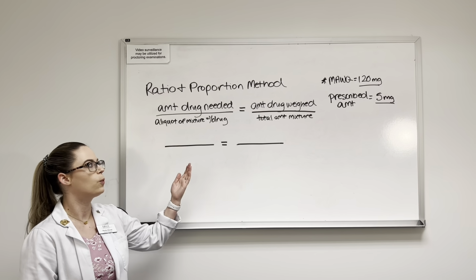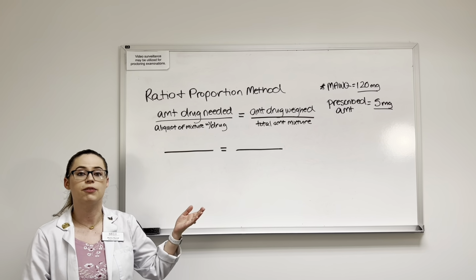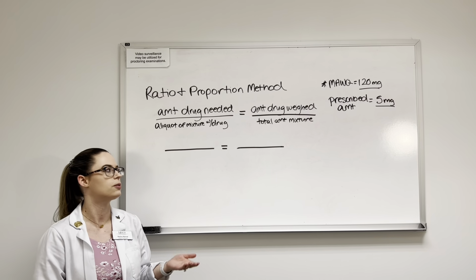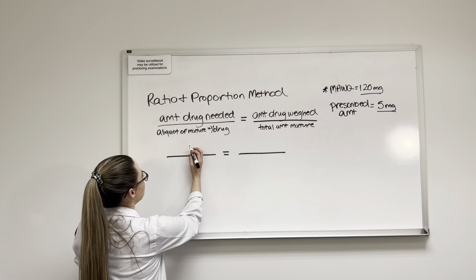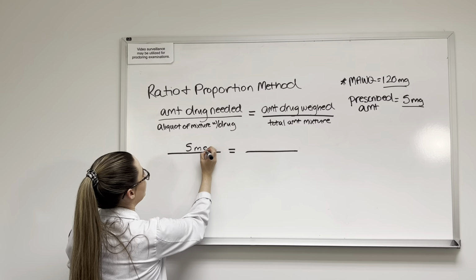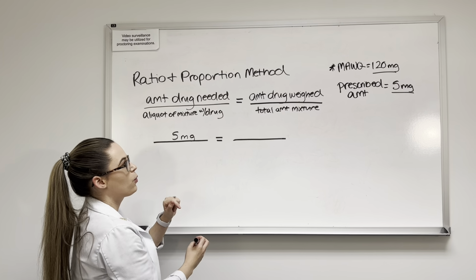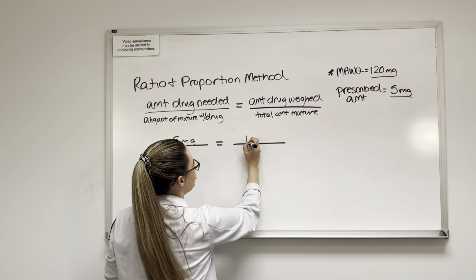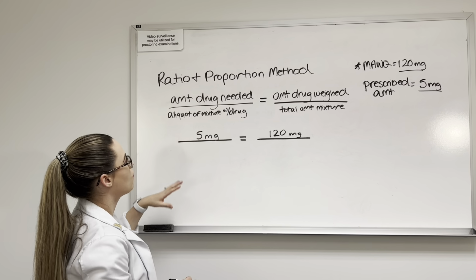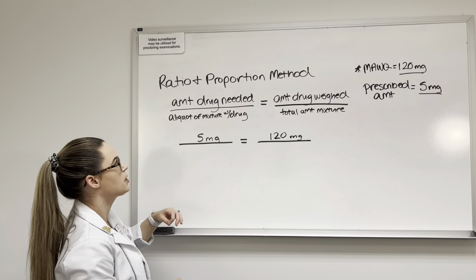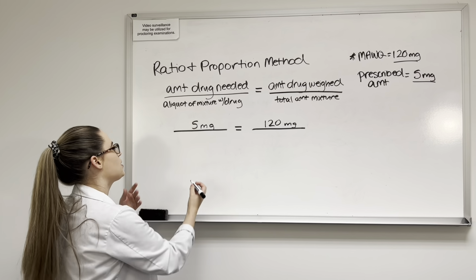So you may be wondering, what do I mean by mixture? By mixture, I am referring to our drug plus our filler, which in this case will be lactose. So let's set up our proportion. As we said, the amount of drug needed in this case is 5 milligrams. The amount of drug weighed has to be greater than or equal to 120. Let's just use 120. The aliquot of our mixture containing 5 milligrams, this is the amount we are going to weigh out that will have 5 milligrams. Let's say 130.